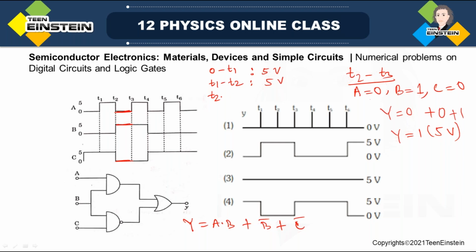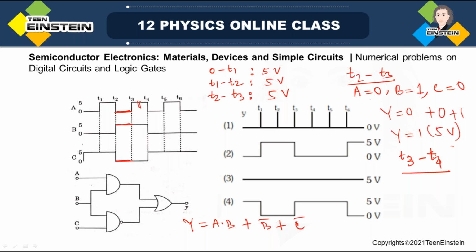So let me write T2, T3. This also gives you 5 volt. During this time interval also it is 5 volt. So I hope you are getting my point. Up to this much we have come, T2, T3. Then we will see T3, T4. Similarly, if we see T3, T4, this is at high level. T4 interval, I'll be writing directly.